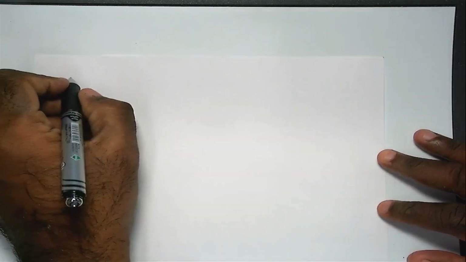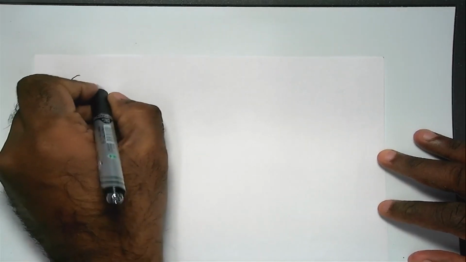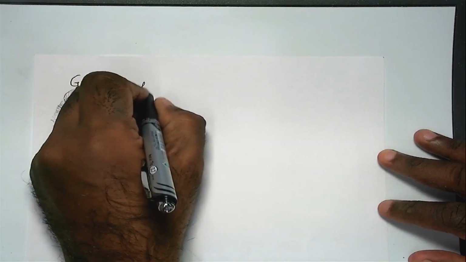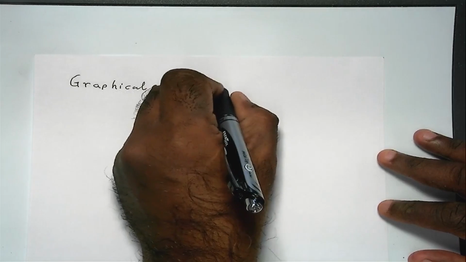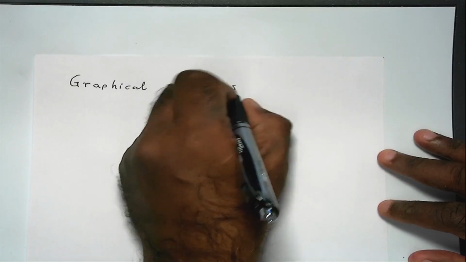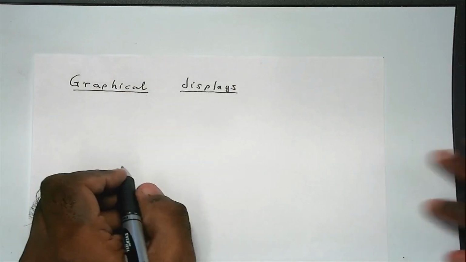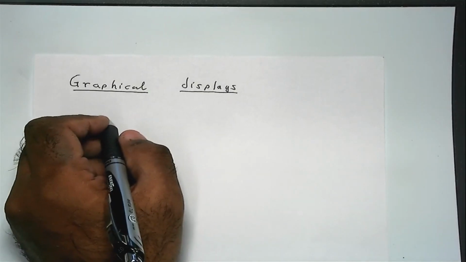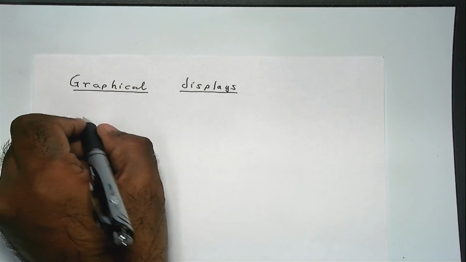In this video, I will talk about graphical means for summarizing data. So the title is Graphical Displays for summarizing data. There are many different ways of displaying data graphically, but in this video I will talk about three of them.